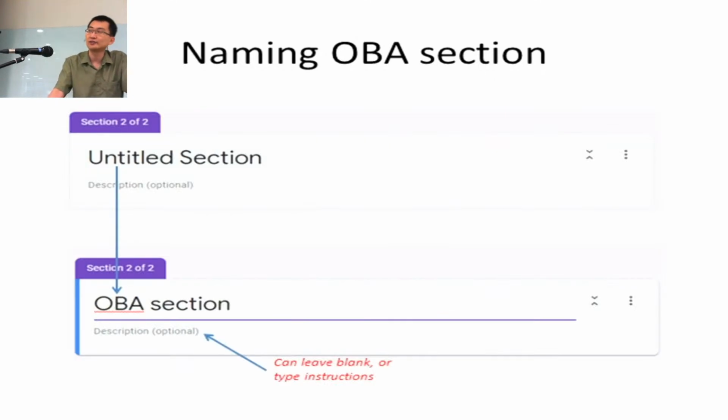and then you will come to another screen. You'll be given another box that says untitled section. So we just change it to OBA section. There is a description which is optional. I normally leave it blank.